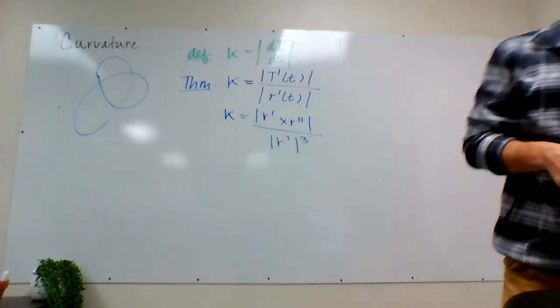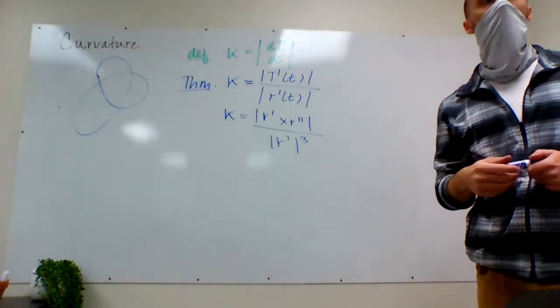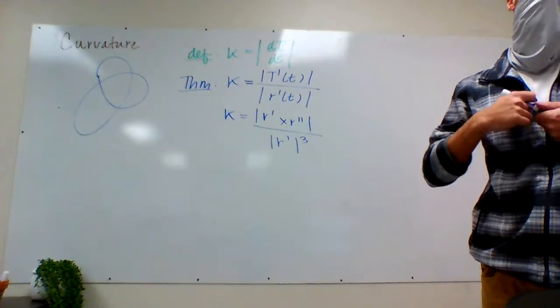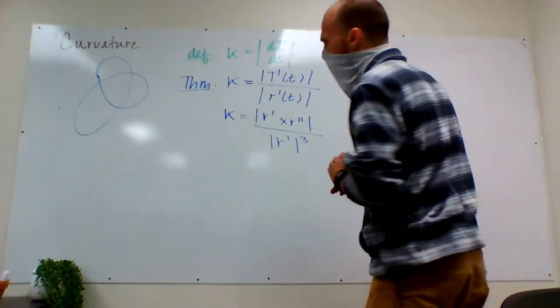The example I'm going to do is take a circle of radius a and show you that if we just know what the radius of the circle is, we can know what the curvature is at any given time.